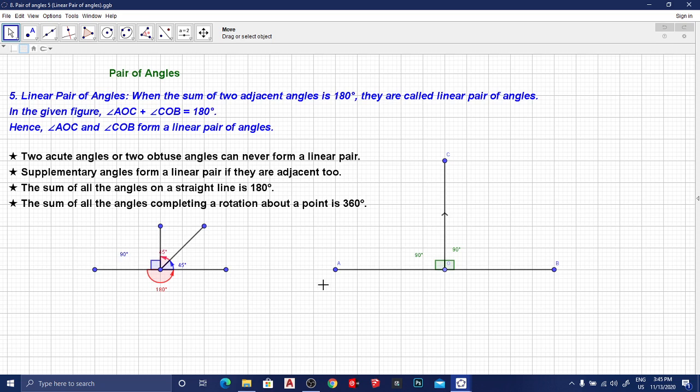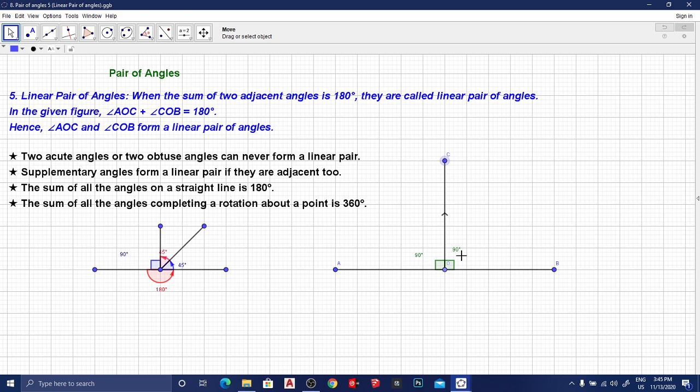Next, the fifth type of pair of angles, and an important one, is the linear pair of angles. This is a combination of adjacent angles and supplementary angles. Observe here, these two are adjacent angles. All of you know that because these two angles have a common vertex and a common arm like this. These two angles are called adjacent angles, and the sum of these two angles is also 180 degrees.